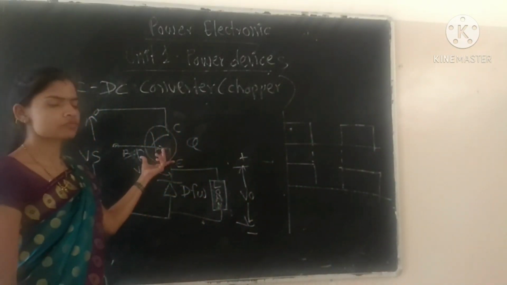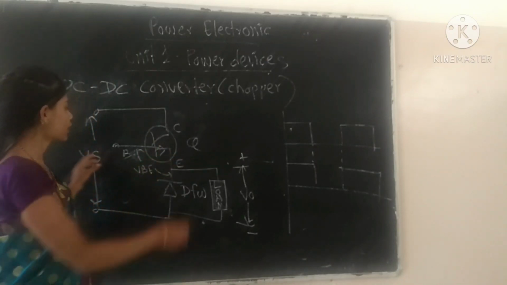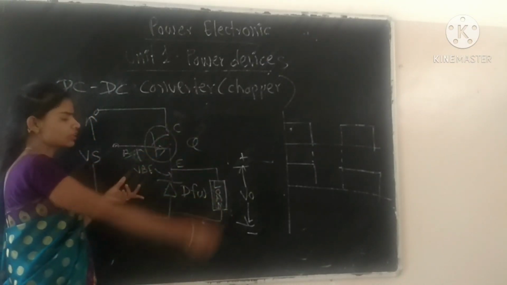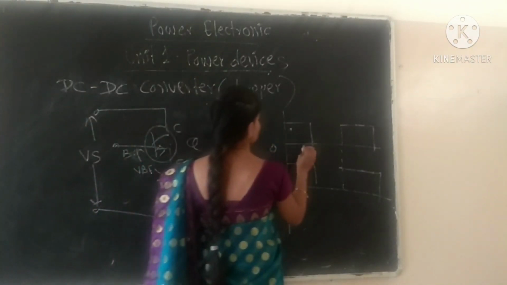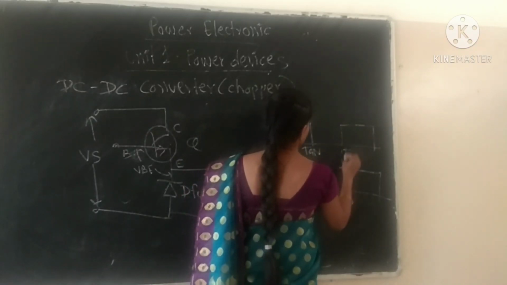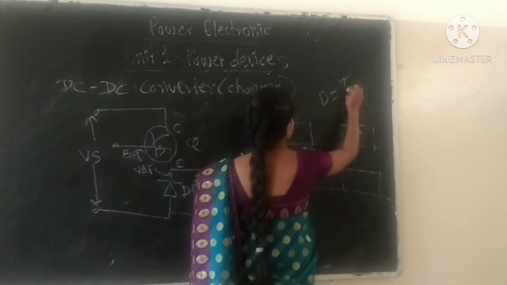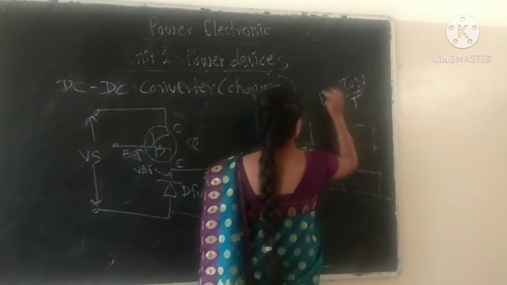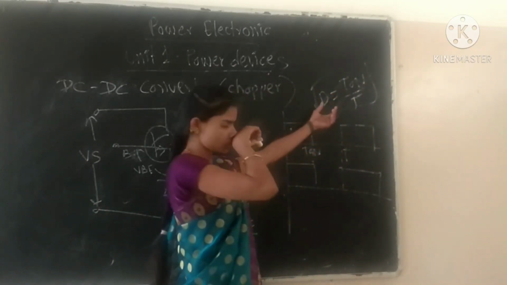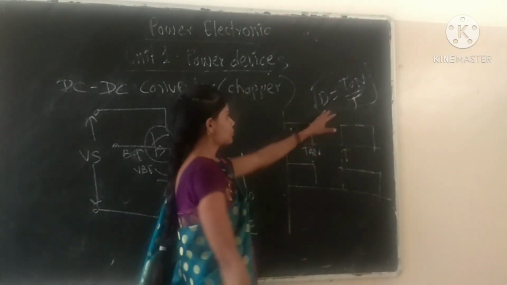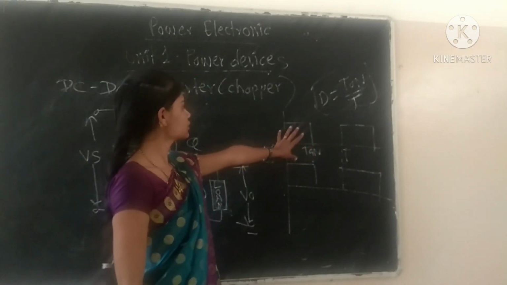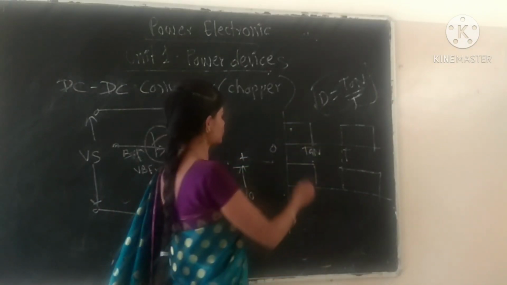Here we use a transistor in the circuit diagram, and by controlling the conduction time of this transistor we can control the output voltage. Here, 0, T on, T, and the duty cycle D is equal to T on by T. The output voltage can be changed using the duty cycle or the frequency of the circuit.